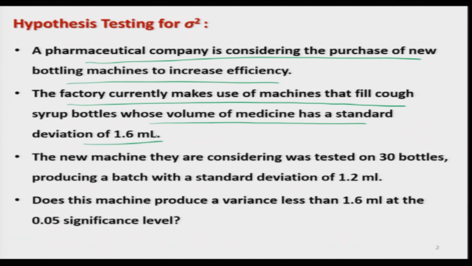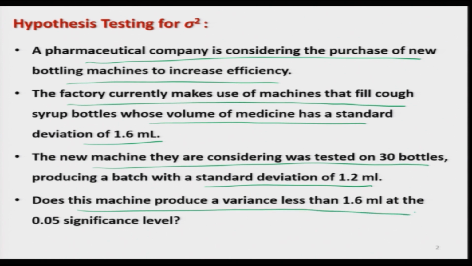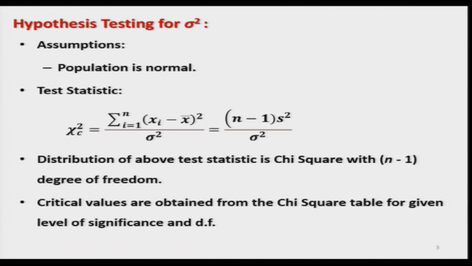You see, this random variation is always going to be there. The new machine they are considering was tested on 30 bottles, and they tried to fill up the cough syrup, and then they found that the standard deviation is coming out to be 1.2 ml. So now they have a very logical question: does this new machine produce a variance less than 1.6 ml, say at alpha equal to 0.05 level of significance? These are the type of situations which you can see in real life applications.